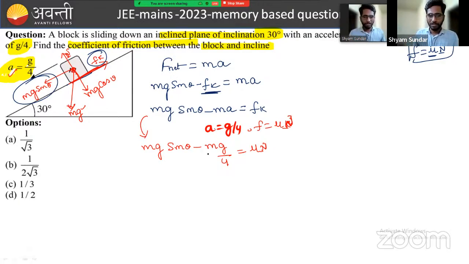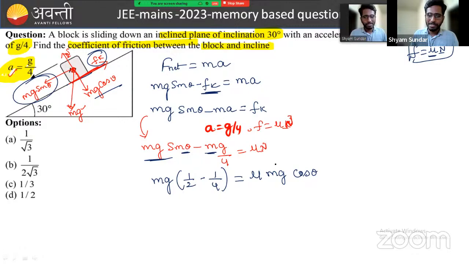Next, look at the next line. In these two terms, we can take mg as common. And theta is 30 degrees, substitute here. Sin 30 is equal to 1 by 2. Write that. I'm taking mg common. Sin 30 means 1 by 2 minus, here if I take mg outside, it is nothing but 1 by 4, is equal to mu into N, and N is nothing but mg cos theta.